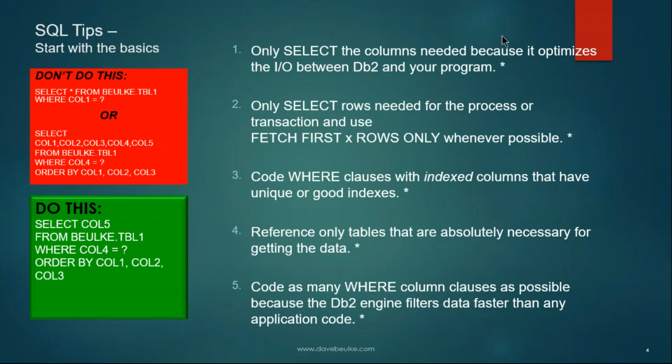Make sure that you only select the columns you need, only the rows you need, where is using an index column, reference all the tables, code the where clauses, and make the DB2 engine filter faster. There are wonderful Java programs that people say can do it faster, they never can.